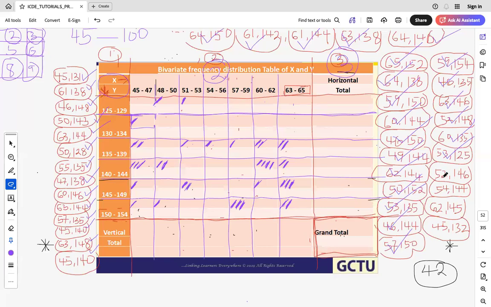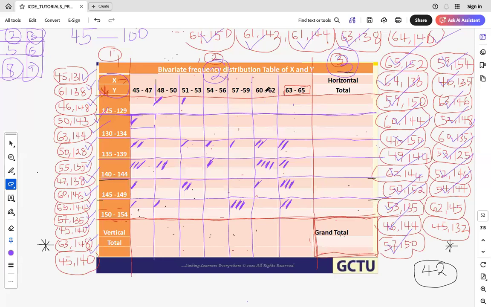So this is also done. 54, 144. So 54 is here. We go down looking for 144, and then we land in this cell for the first time. So this is our 144. This is also done. Last two, 62, 145.